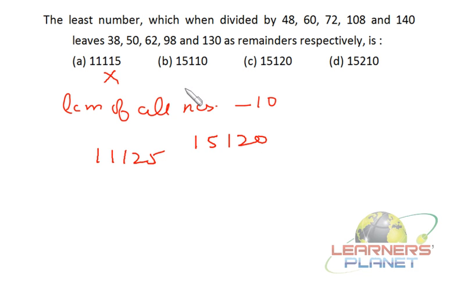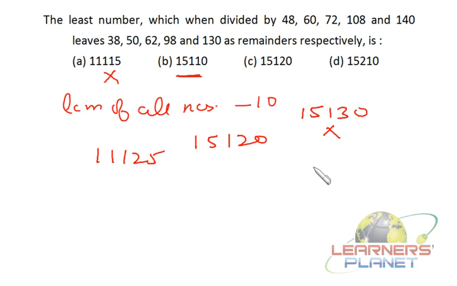So 5, 6, 7, 8, 9. As of now, let's assume it is the correct choice. Now let's take the other number. When we add 10 to it, I'll be getting 15130. So it's 5, 6, 7, 8, 9, 10. So it is not divisible by 9, so it cannot be the correct choice.